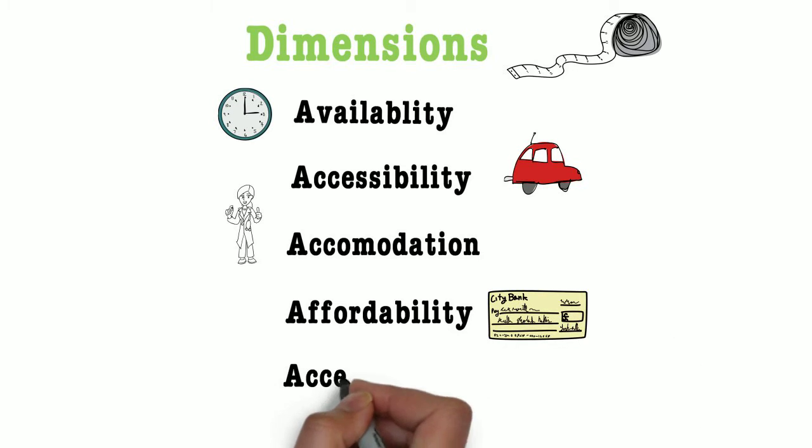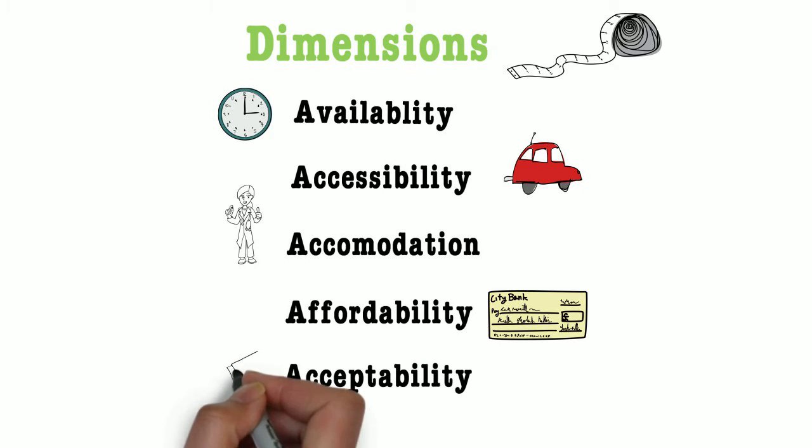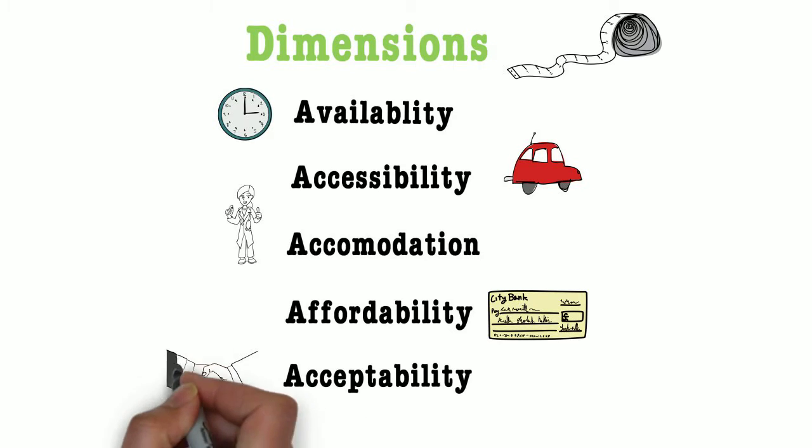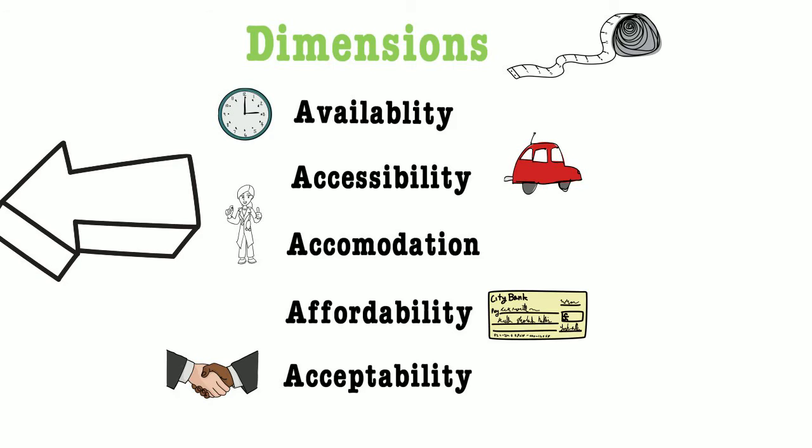The final is acceptability. This is the relationship between the patient and the provider. Are the patient and provider able to work together? Is the patient empowered by the provider to be an active proponent of his or her care? And are patients accepted no matter their race, religion, or any other social factor?